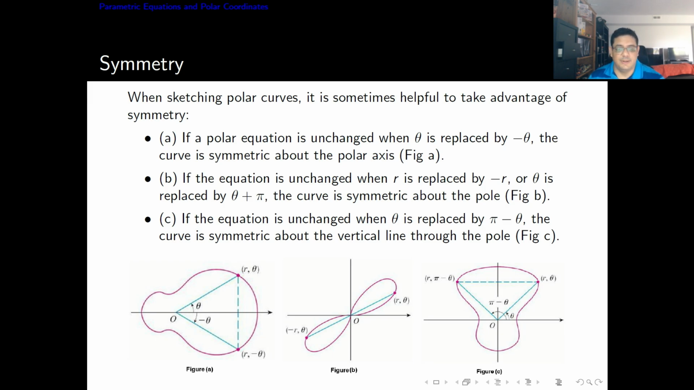Last, if the equation isn't changed when we replace theta by pi minus theta, then the curve is going to be symmetric through the line that goes through the pole. So, like the equivalent of the y-axis, but on the polar coordinates. And so you can see here that the left and the right are symmetric. They have the same behavior. So we have this type of behavior when we're sketching, then of course we're going to have a case of symmetry with respect to the pole, or with respect to the vertical line.